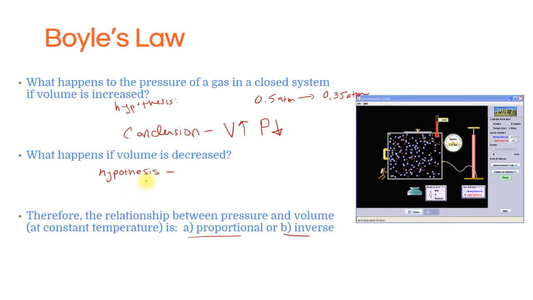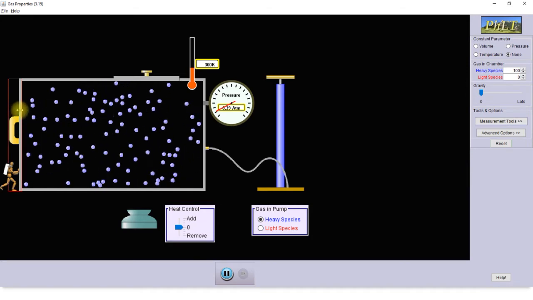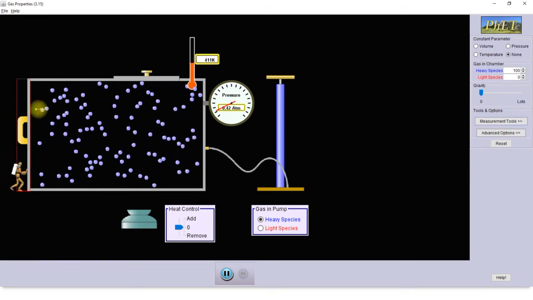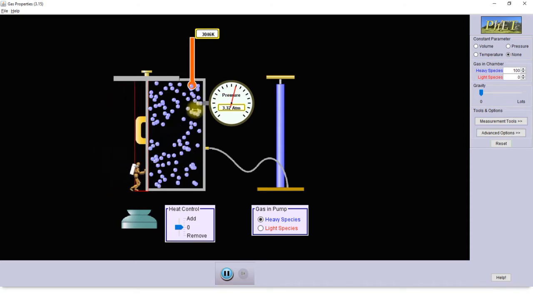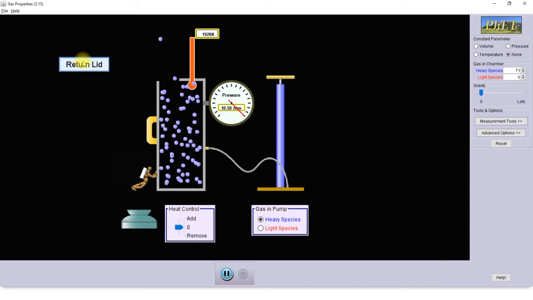A good hypothesis here might be that the pressure is going to increase. If we're decreasing volume, I guess if this is opposite like that, it's going to increase. When I visualize this, I'm thinking if I have a small car, everybody's kind of crammed in there. Or if I have a minivan, everybody's got lots of room. So it's kind of that kind of relationship. Oh, wow. We made it so small that the lid broke. It just broke the container.